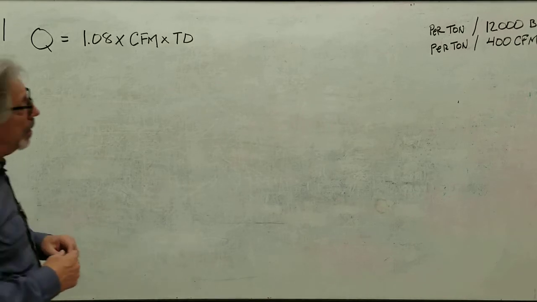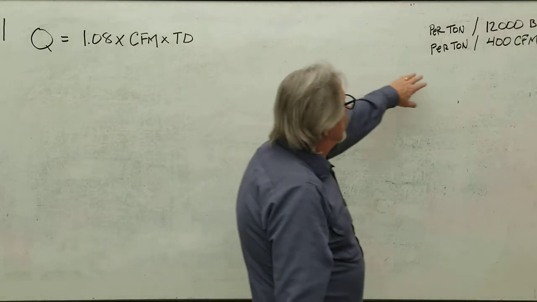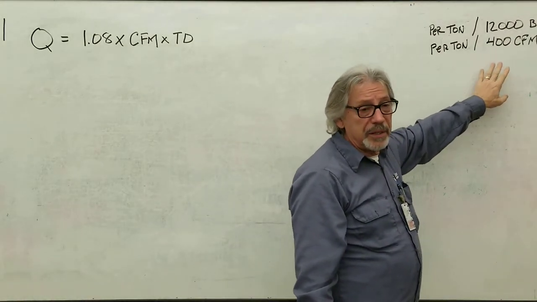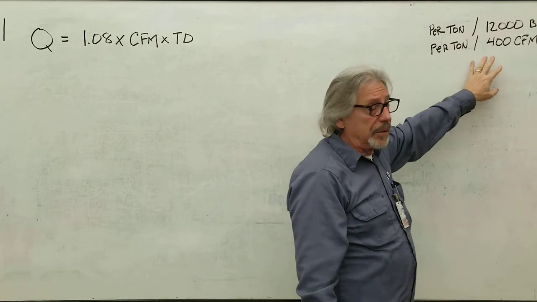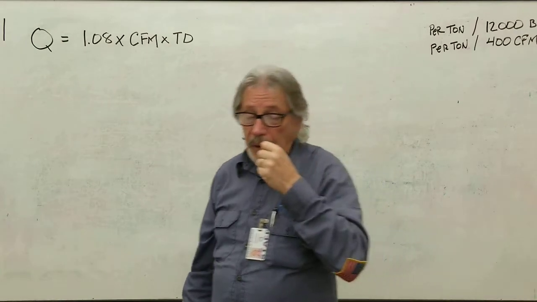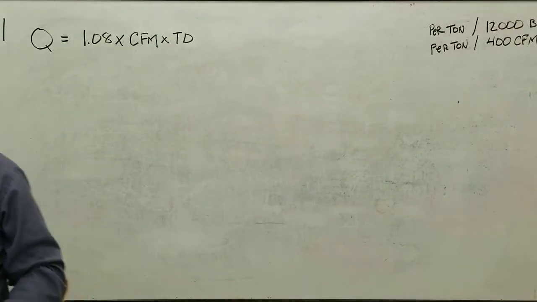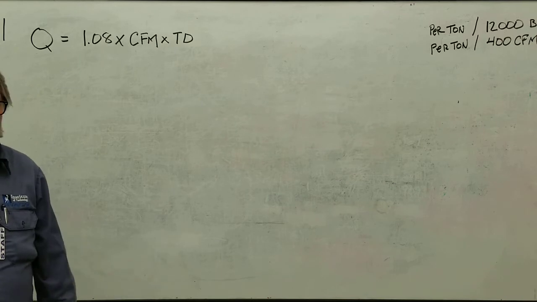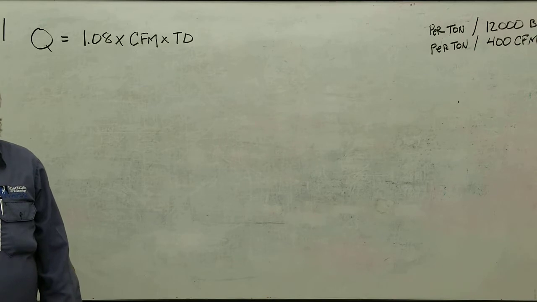Okay, so when we talk about CFM per ton, 400, right? 400 CFM per ton. We're talking about air conditioning. All air conditioning is 400 CFM per ton. That's just the way it is, okay?